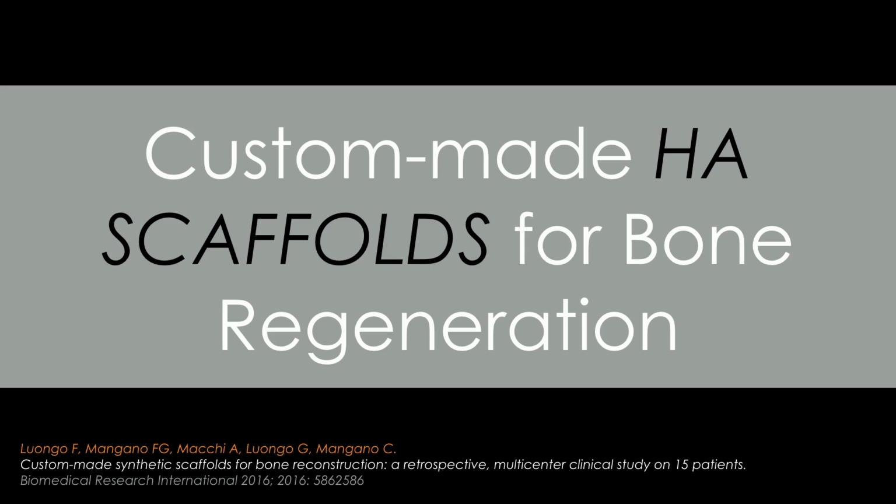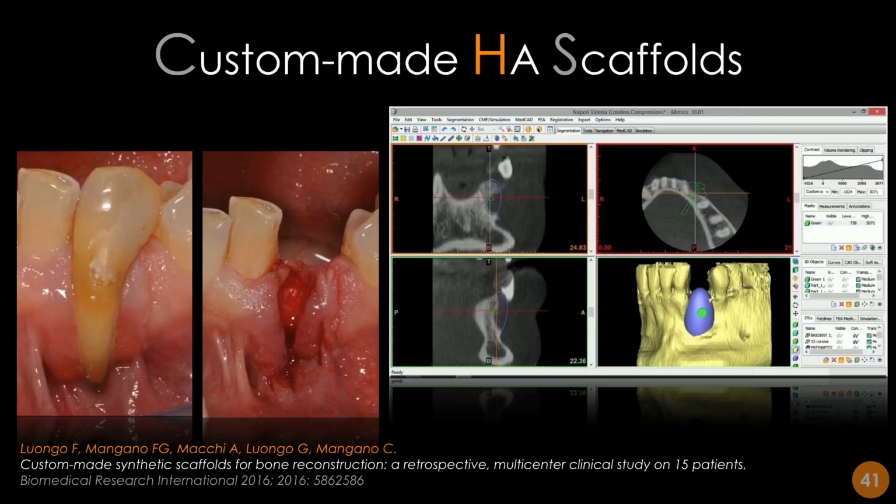But we can also regenerate bone through custom-made hydroxyapatite scaffolds, synthetic scaffolds in this case, as in these works made with Professor Giuseppe and Dr. Fabrizio Luongo. We published several papers with different applications in posterior maxilla, anterior maxilla, also in the mandible with Professor Figliuzzi, and I show you here one easy case made by Professor Giuseppe Luongo and co-workers.